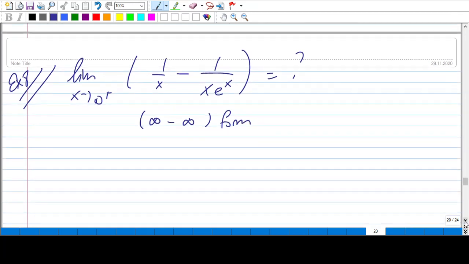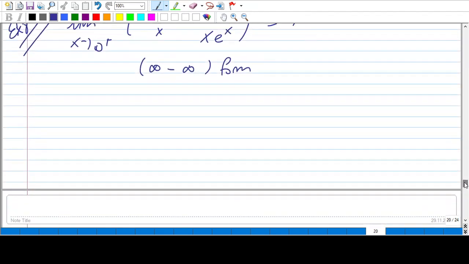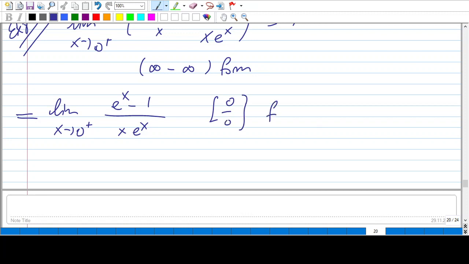Again, this is an indeterminate form, but in order to make sense of it, you must use L'Hopital. So let us rewrite it. This limit is equal to, making the denominators equal, limit as x goes to 0 of, if you multiply by e power x, e power x minus 1 over x e power x, and this is of the form 0 over 0. Now I can apply L'Hopital.